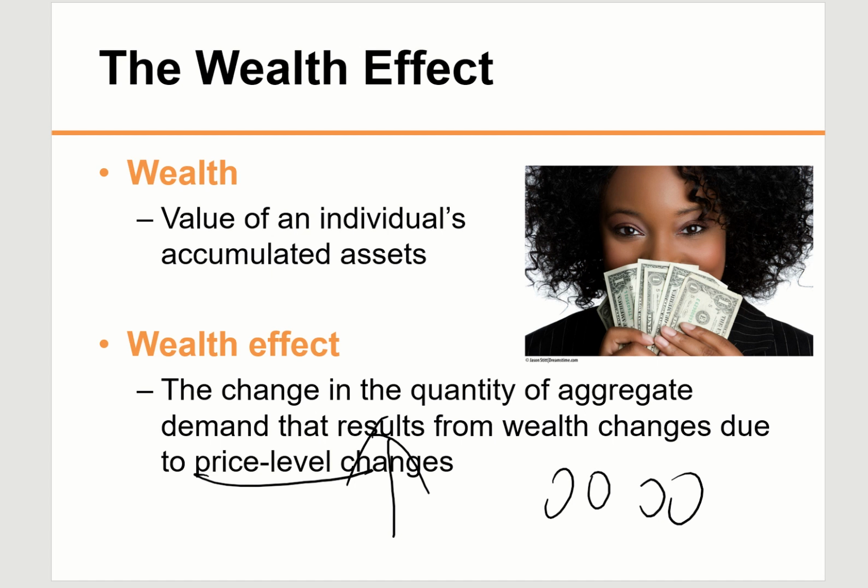When the price level goes higher, our purchasing power goes down. When the price level goes lower, our purchasing power goes higher. So that's why your demand for everything you buy changes once the price level changes.